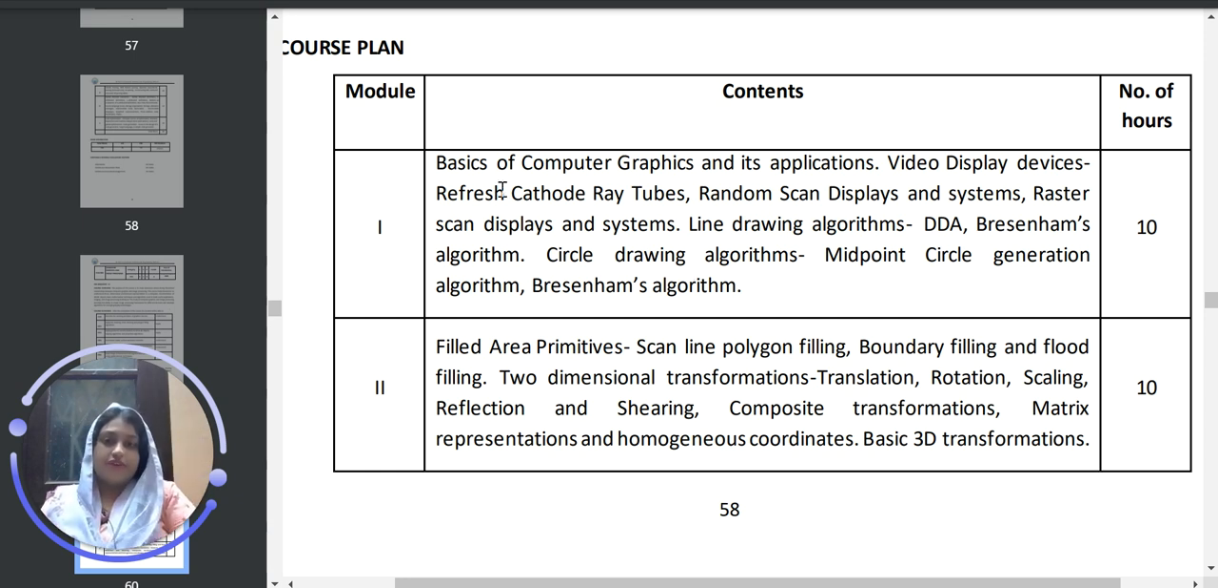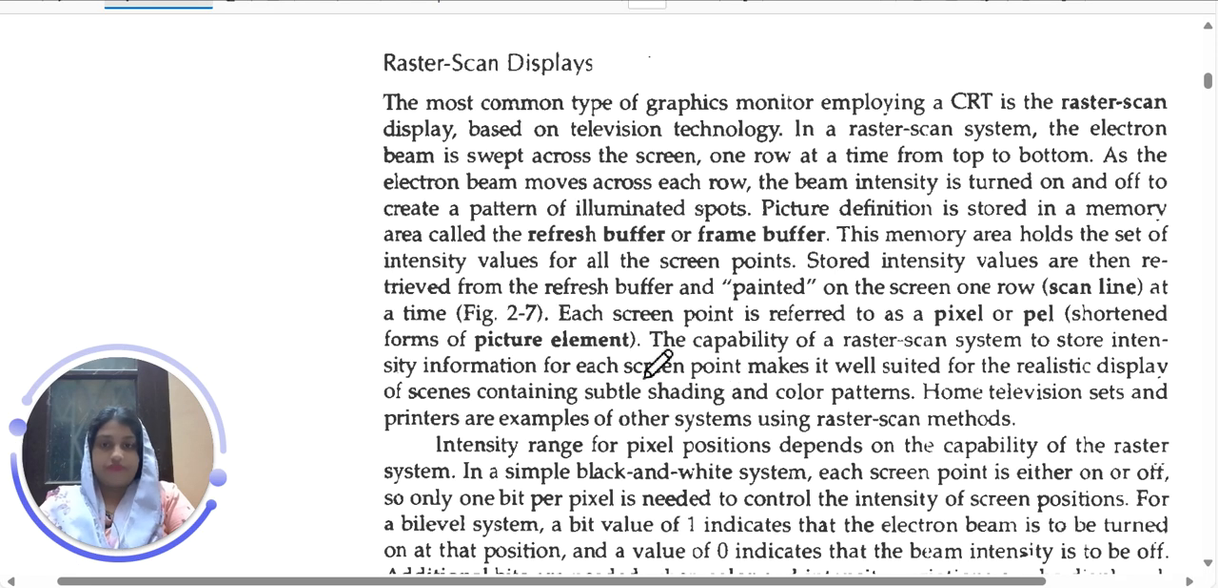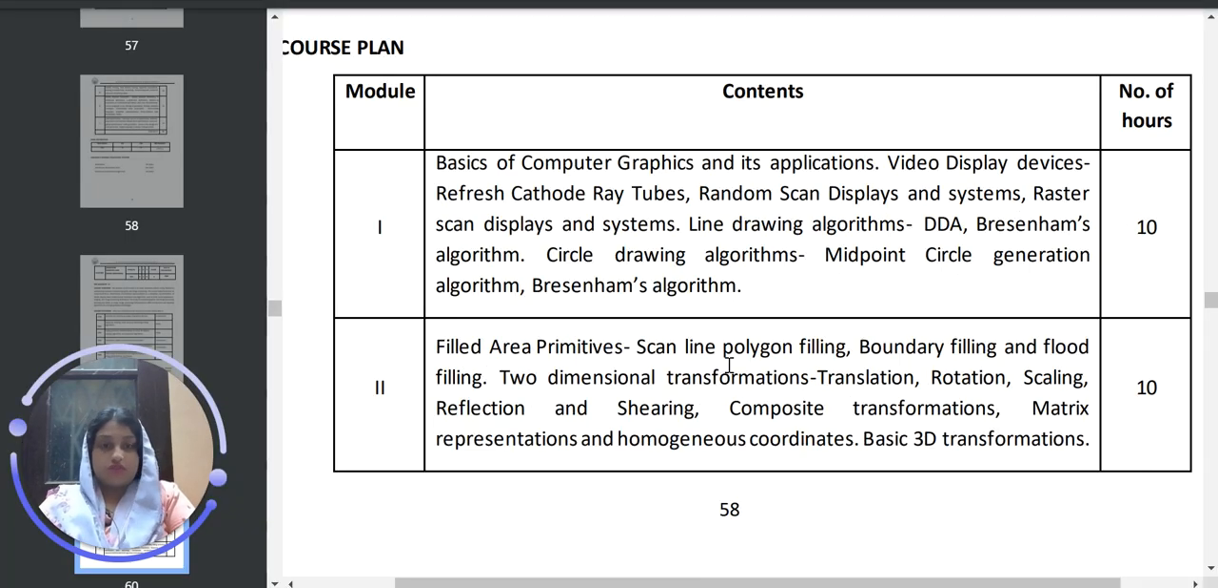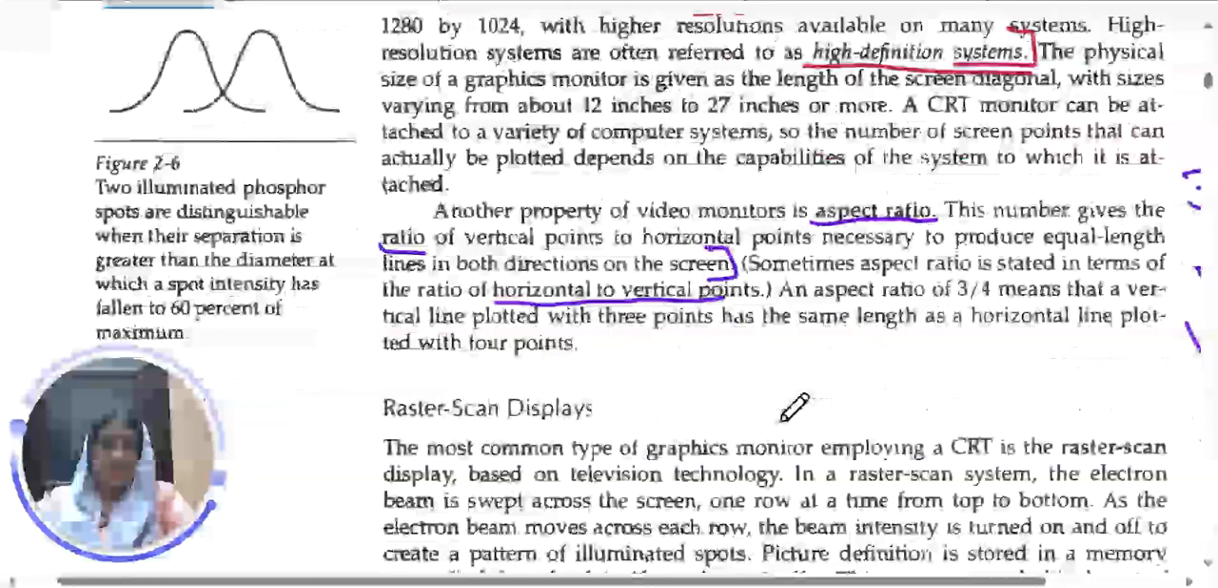So in the previous video, we have completed refresh cathode ray tubes and its definitions. Now, next we have to look at random scan displays and systems, and also raster scan displays and systems. So first we will go through raster scan displays and systems, followed by random scan displays and systems.